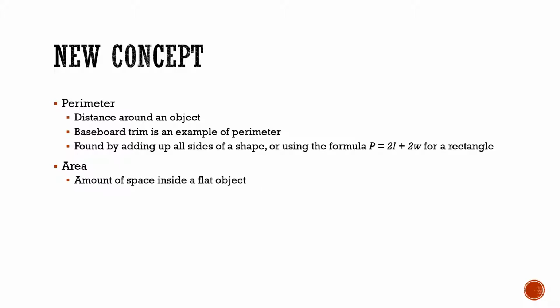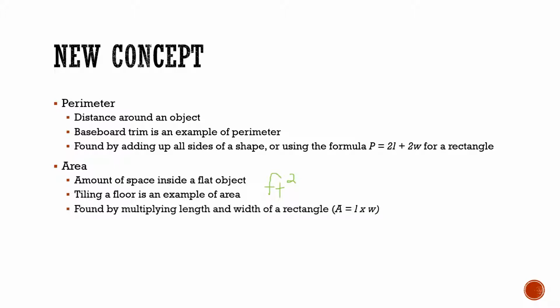Area is the amount of space inside a flat object. So if you were tiling a floor, that would be an example of area. And I know we talked about this before, but say your tiles are a foot on each side and they're squares. Area is always going to be a measure squared. So if you were tiling and they were square feet, it would be feet with a small raised 2. That's square feet. That's how you would label that. You find that by multiplying the length and the width of a rectangle. So area equals length times width.